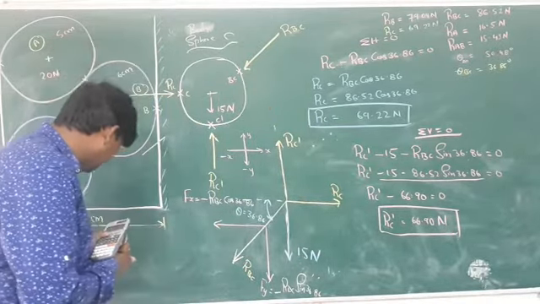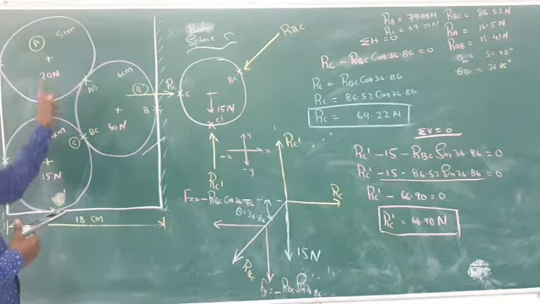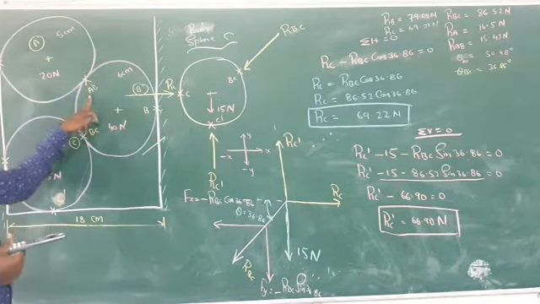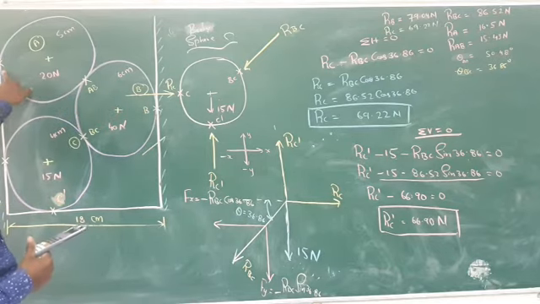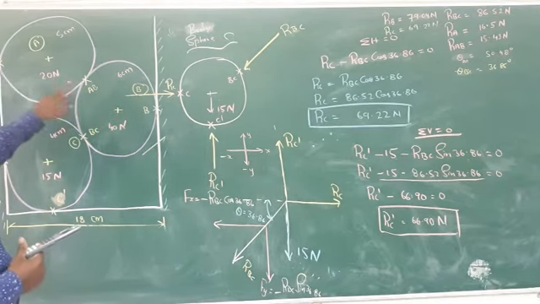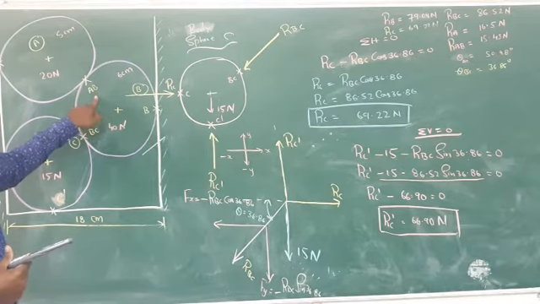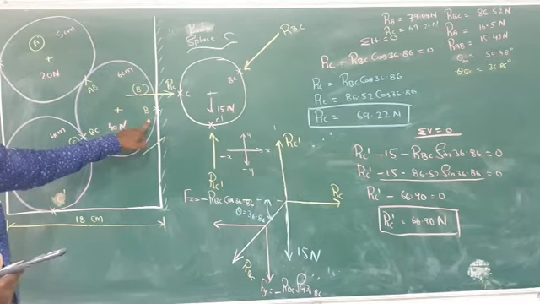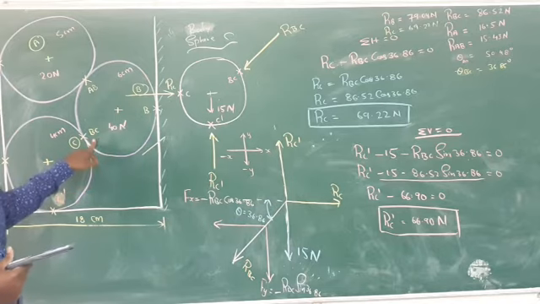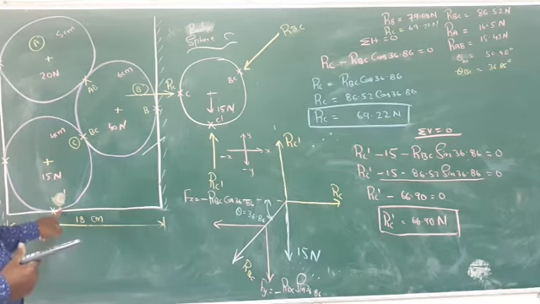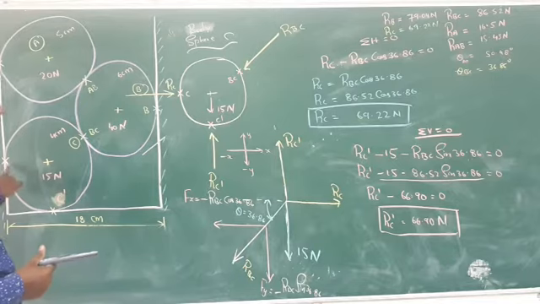As you can see in the question, the value of A you got is 16.5 Newton. Then RAB is 15.43 Newton. RB is equal to 79.04 Newton. RBC is 86.52 Newton. RC dash you just got, 66.90 Newton. Then RC you got is 69.22 Newton.